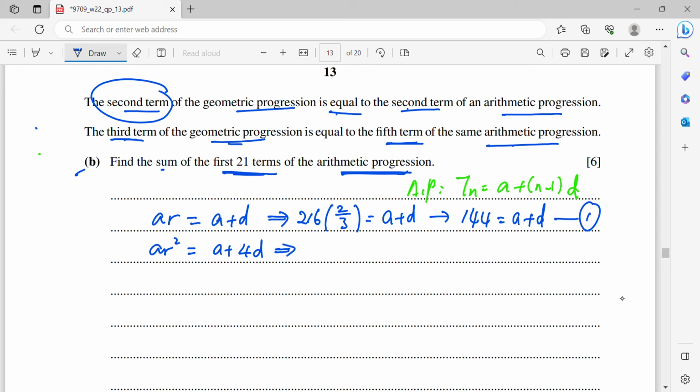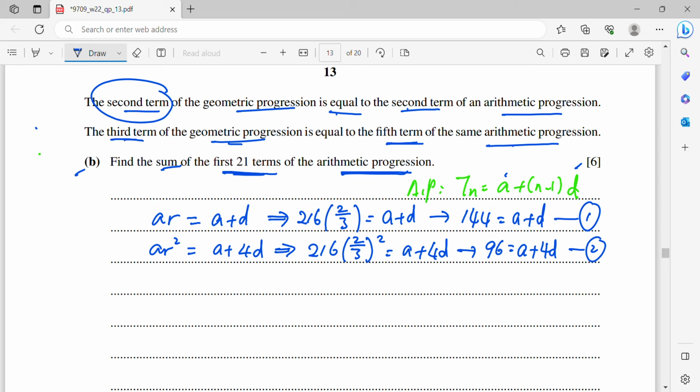And then for the second equation, my A is 216, again my R is 2 over 3, but now I need to square it. It will be A plus 4D. So when you simplify, the left hand side is going to be 96. The right hand side is A plus 4D. That is my second equation. So before you get the sum of the arithmetic progression, we need to find the first term and the common difference of the arithmetic progression, which is the A and D.